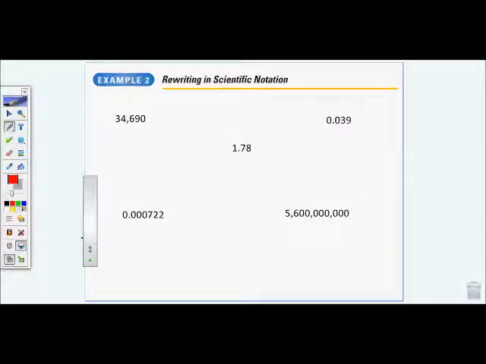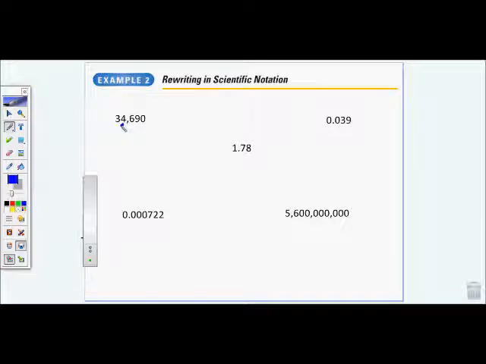All right, so rewriting this time, we're going to start with our number and we're going to rewrite it into exponential form. So what we said was that we needed to have that value be that there would be one digit ahead of the decimal point.